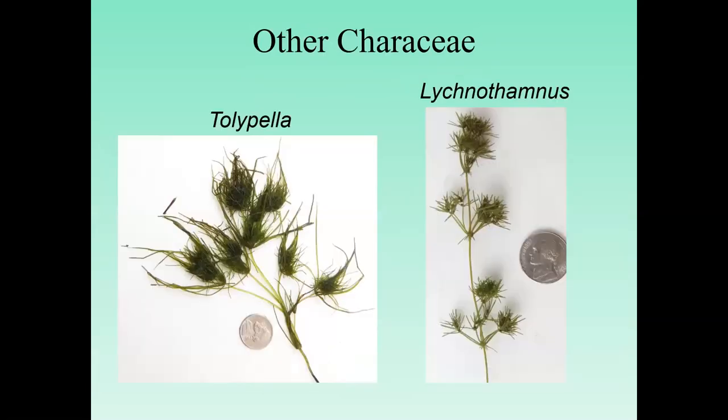Then the other two genera that are present here in the Midwest are Tolypella, the bird's nest stonewort. Nice name because it looks much like an eagle's nest or something with a bunch of tangled sticks. And Lychnothamnus, the bearded stonewort. Lychnothamnus is present in Wisconsin and Minnesota in about 15 lakes. Those are the only locations known in North America.